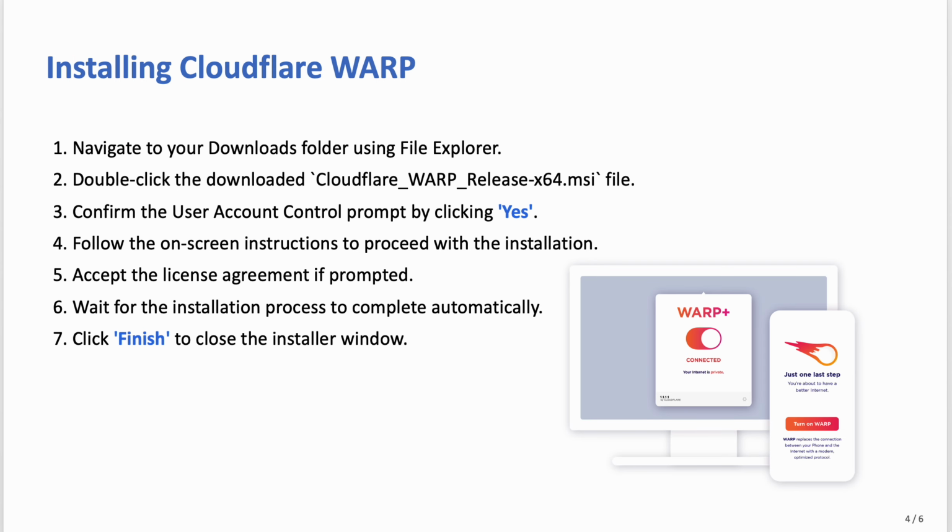Then, to install Cloudflare, navigate to the download folder and double click on your downloaded .msi file. Then choose your user account, permit by clicking yes, and follow the on-screen instructions to proceed with the installation. Accept the license and wait for the installation process to complete automatically. Then click the finish option to close the installer window.